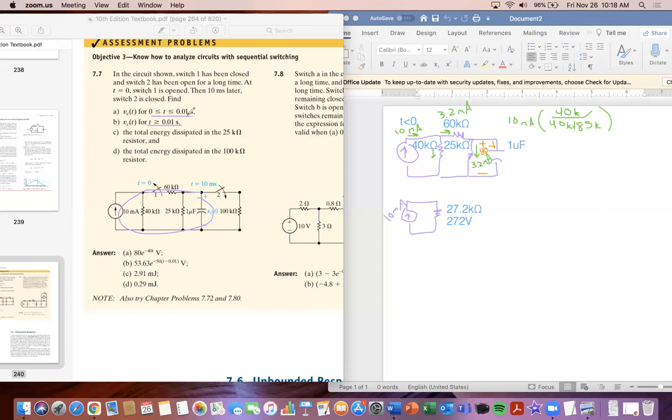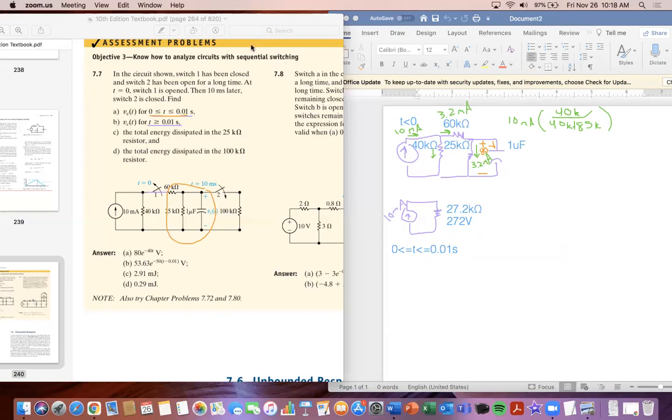Okay, so we found the voltage at the capacitor before time is 0. Now let's do the next interval. The next interval is 0 to 0.01 seconds. Looking at this, this would still be open, but this would be open as well. So what we have is just this part of the circuit here. And so I'm going to state this is for 0 less than or equal to t less than 0.01 second.